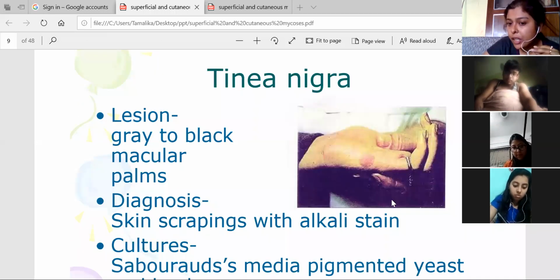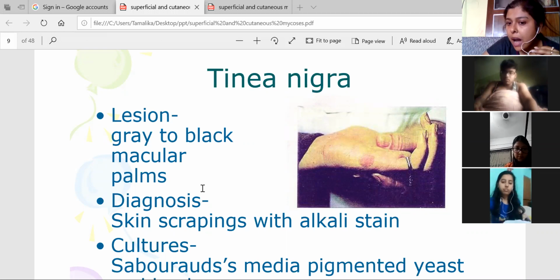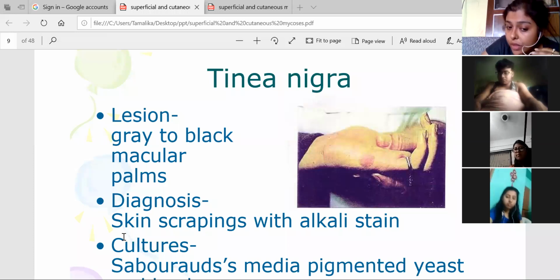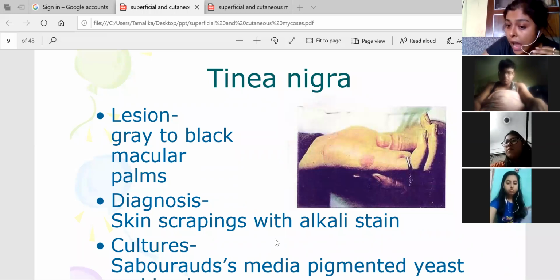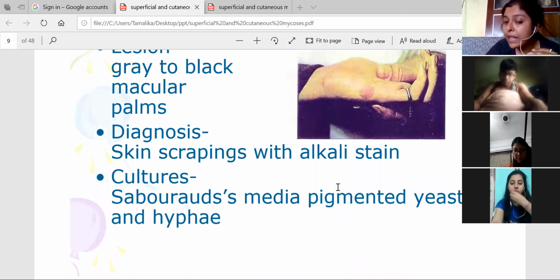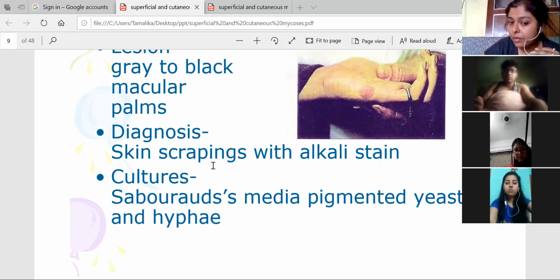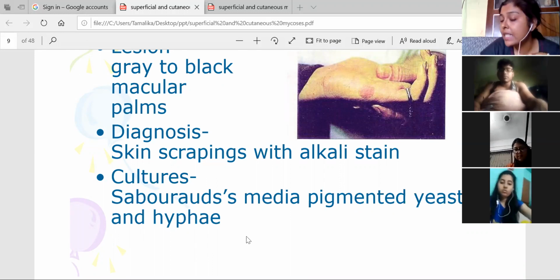Now, if you see this particular hand, you get to see that here is a lesion. Can you see the lesion? Okay. Yes. So this lesion is gray to black, macular on the palms. So in the palms, you may have the lesion, and this is your macular lesion on the hand. And if you want to diagnose this disease, you have to take out the scrapings of the skin and do alkali staining. Okay. Culture. So the organism can be taken out from the skin scraping and inoculated in Sabouraud's medium. You will get pigmented yeast and hyphae.